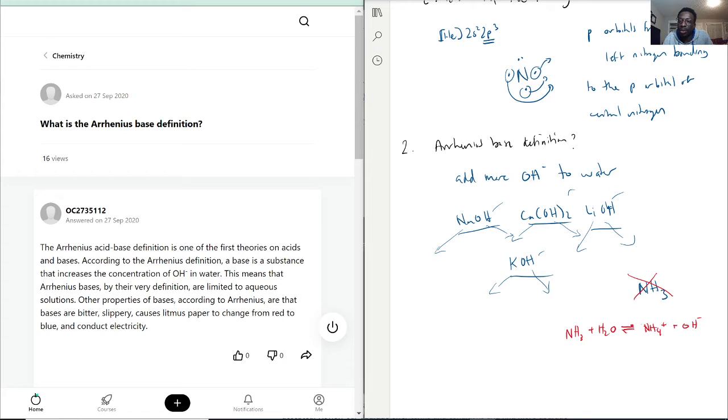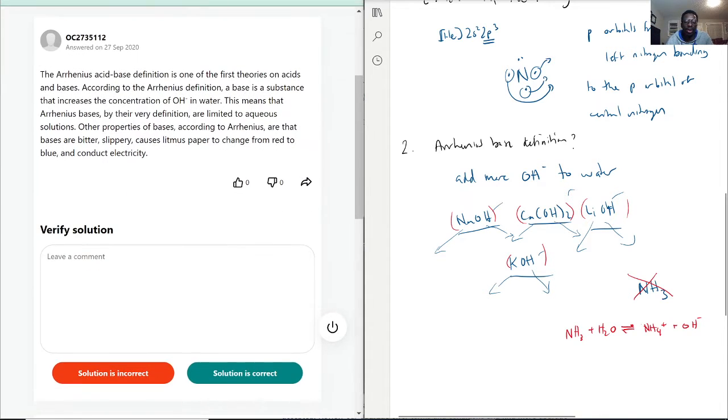That's why it mentions aqueous solutions. When these solid salts dissociate in water, that's how it forms the sodium and the hydroxide, the metal ion and the hydroxide. So that would be the more clear definition of an Arrhenius base. They start talking about other properties of bases, like they're bitter, slippery, and litmus paper specifically is blue in basic solutions, so it will be blue in these salt solutions.